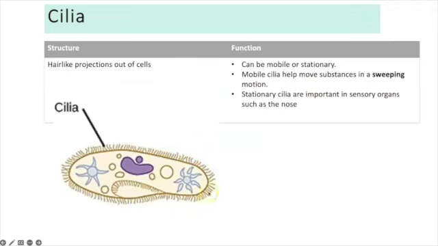Cilia, again, are not on all cells, and these are hair-like projections that come out of the cell itself. And they might be stationary cilia, or they might be mobile. And mobile cilia move to help sweep substances along. And that could be in the trachea, for example. They'll be moving in this wave-like motion to help sweep the mucus up and out of your trachea to prevent lung infection. Stationary cilia are important in sensory organs, such as your nose.